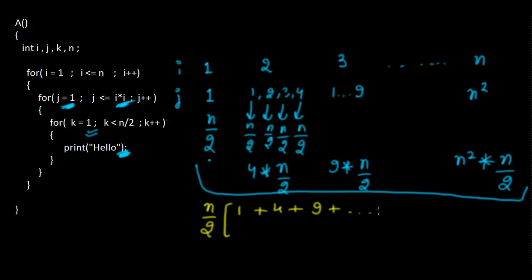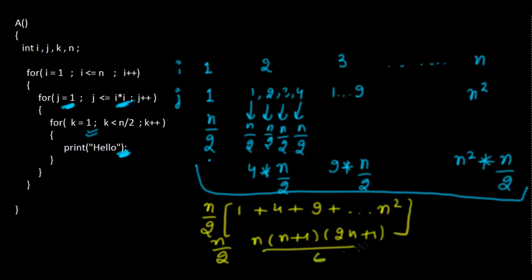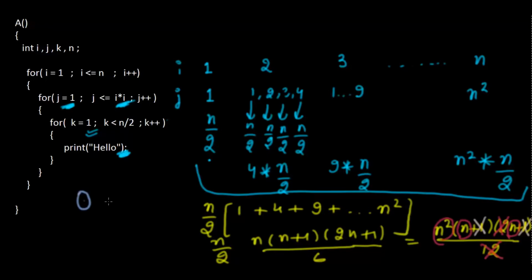And what's so unique about this series is that it is sum of first n natural number squares, and this series can be written as n by 2 into n into n plus 1 into 2n plus 1 upon 6. I can solve it as n square into n plus 1 into 2n plus 1 upon 12. When we calculate time complexity, we simply ignore the non-dominating terms and we also drop the constants. And we are left with this n to the power 4. So my final time complexity is O of n to the power 4.